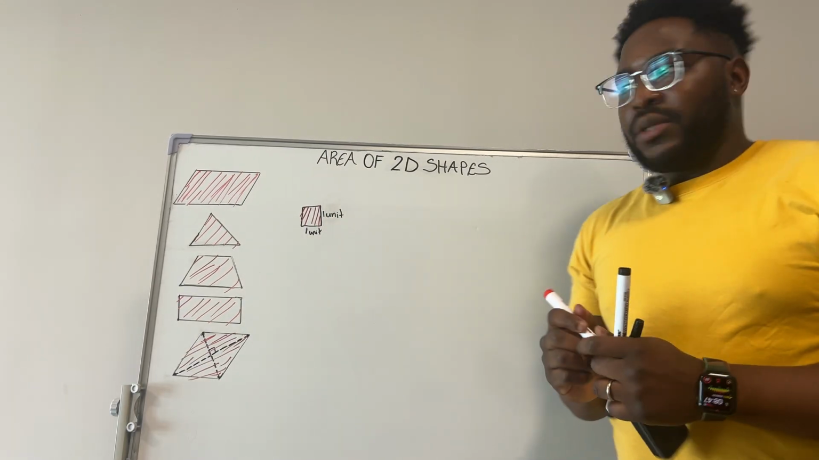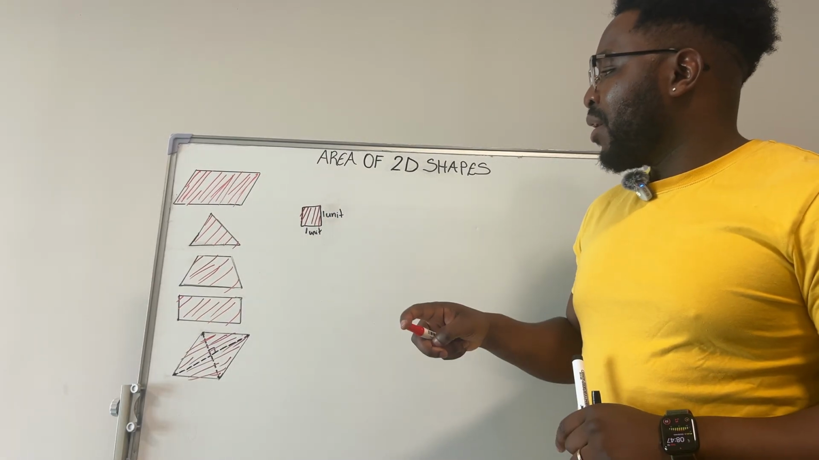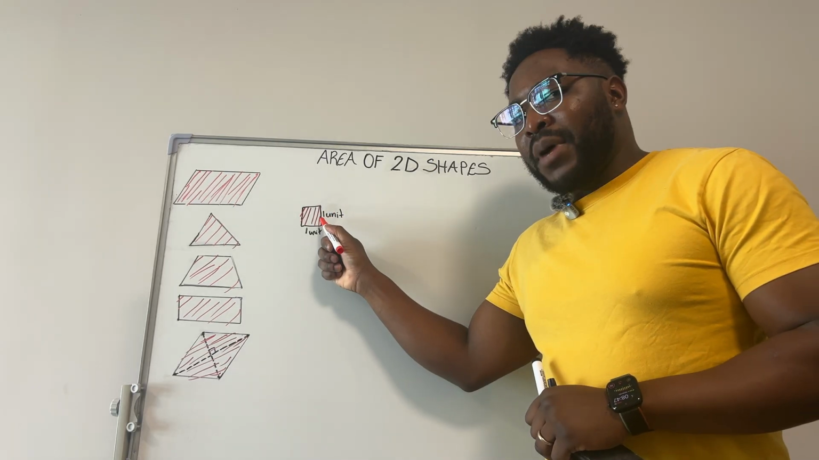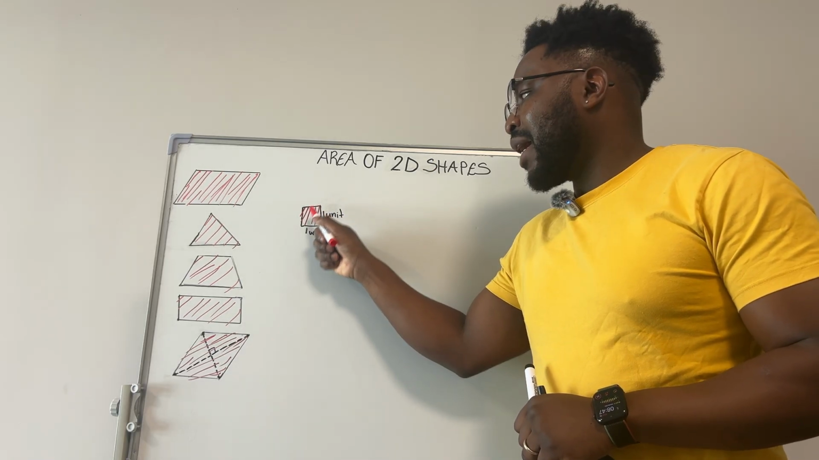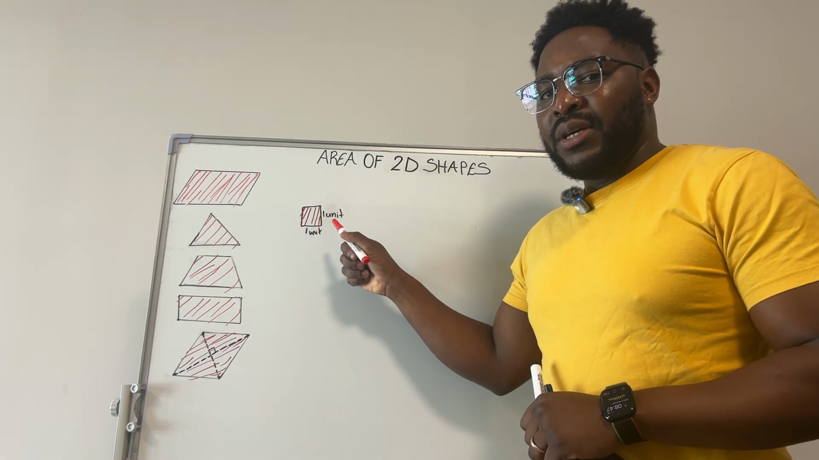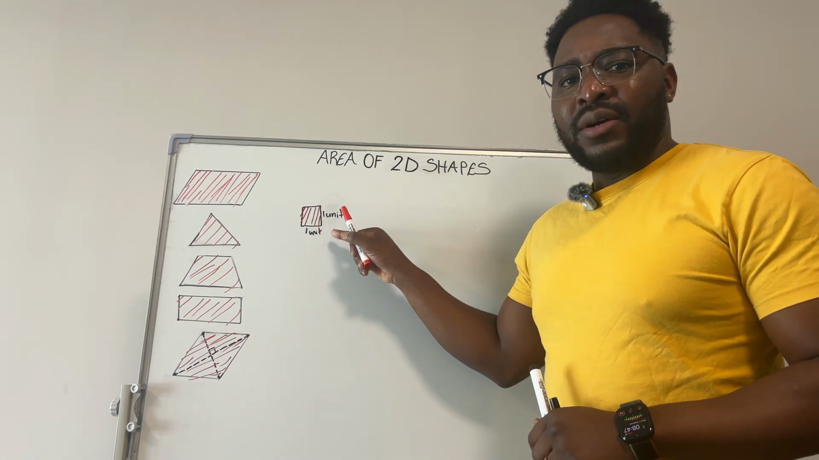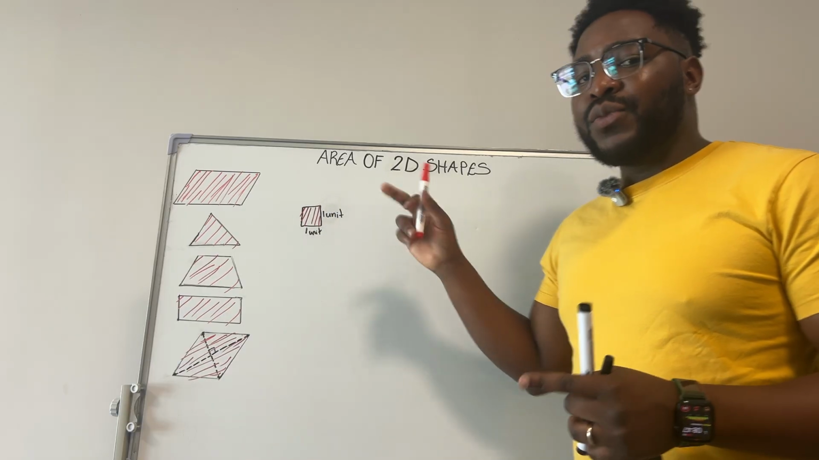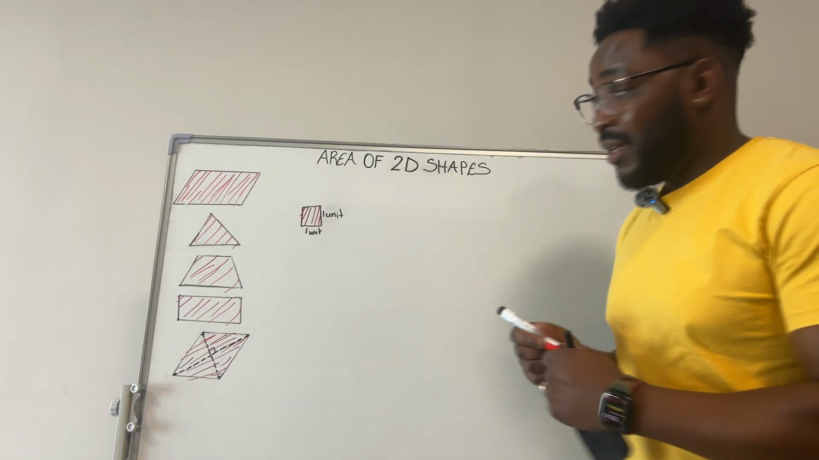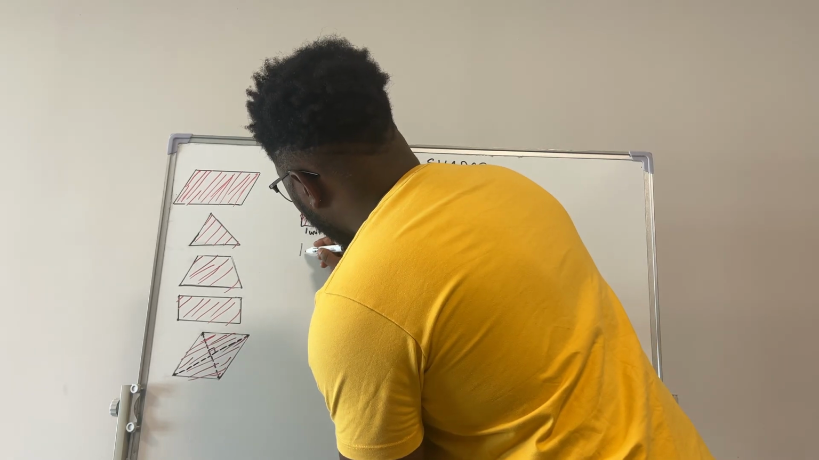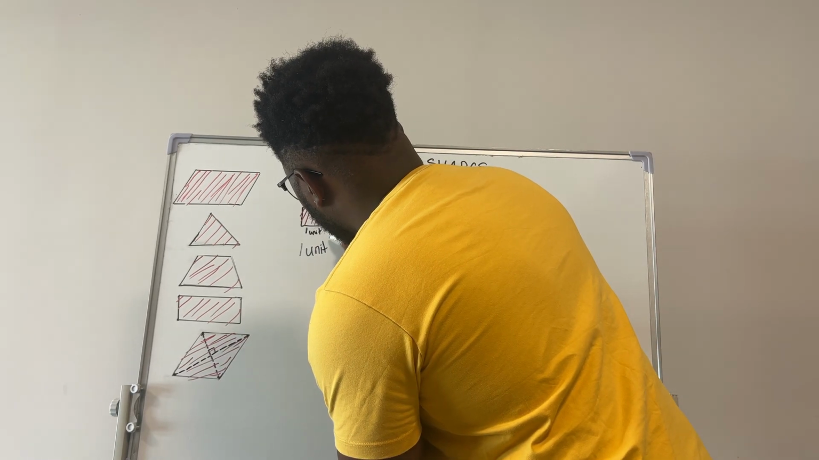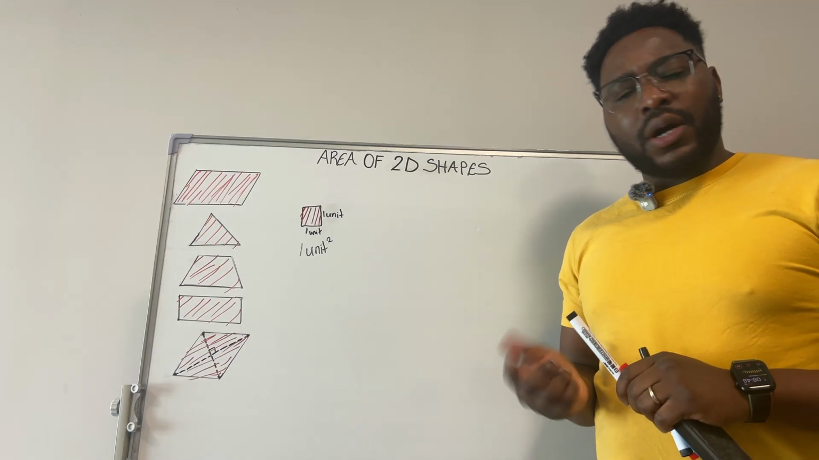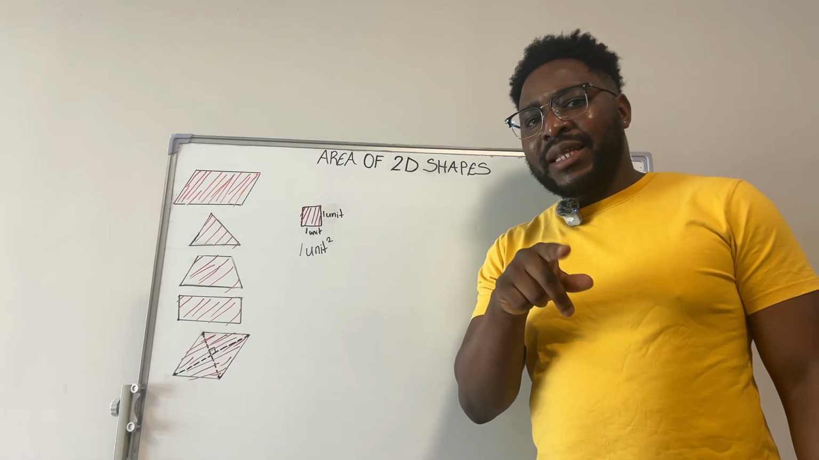Since we said area measures the amount of space inside a 2D shape, the area of this square is what? It is 1 unit squared, right? So the area will be 1 unit squared. Okay, let's look at another illustration.